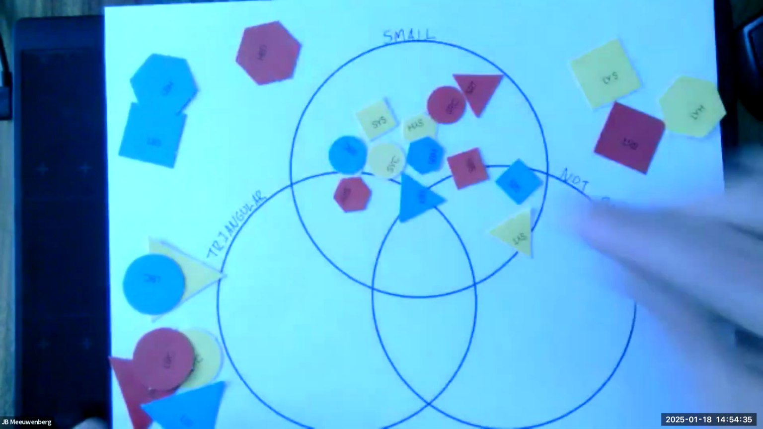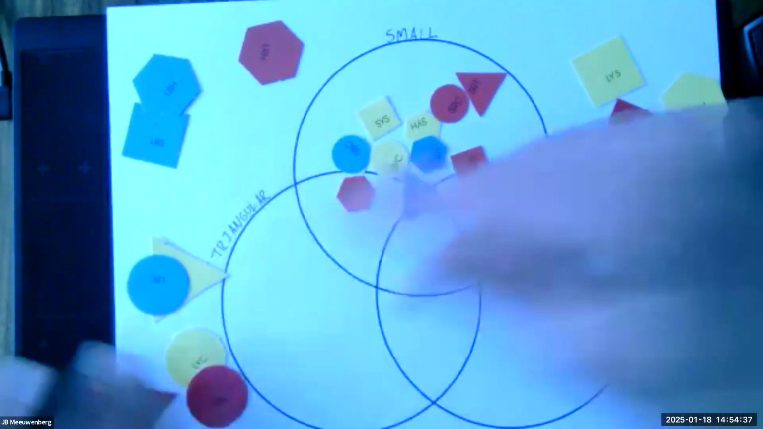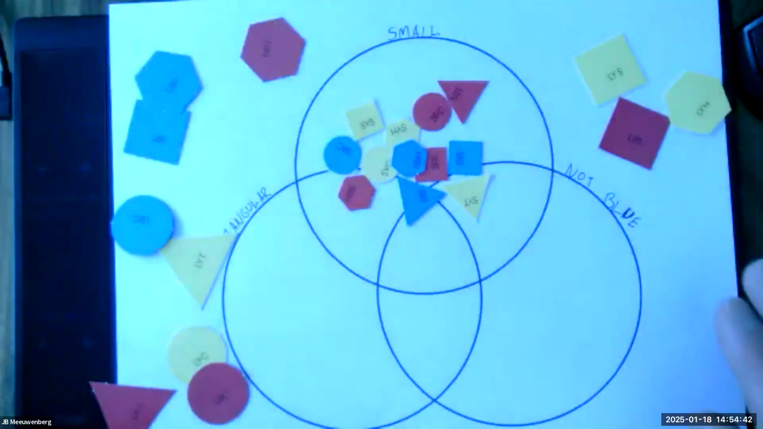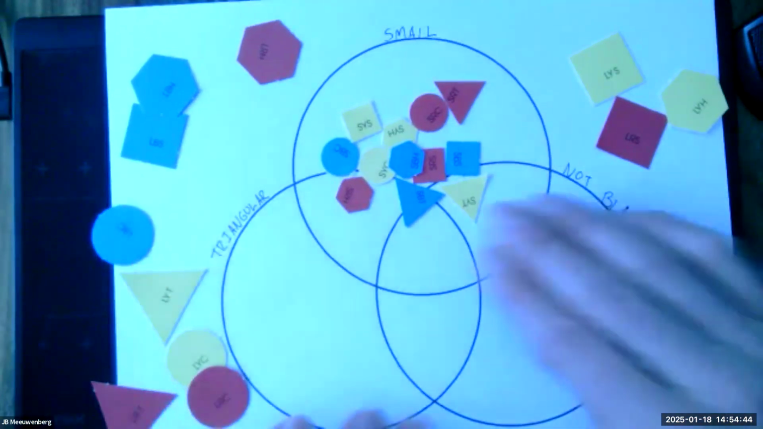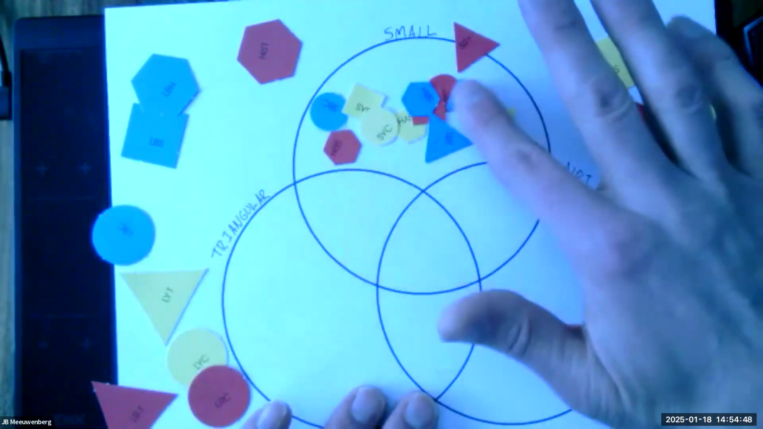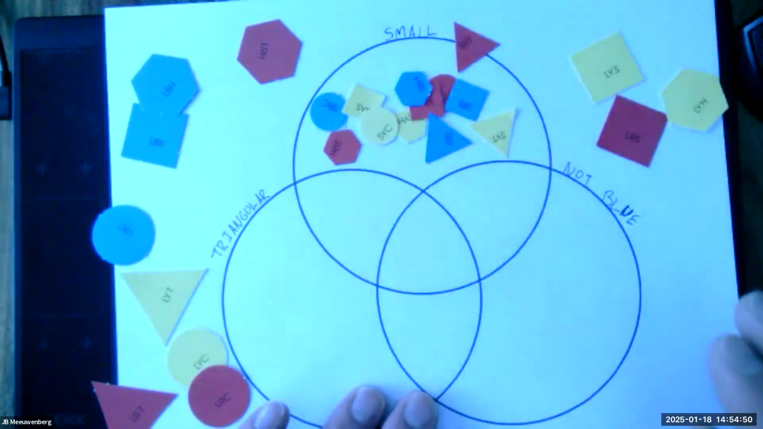And we've got all sorts of different shapes that are small. Did I get them all? Yeah, so they're all my small pieces. Okay. Now what I'm going to do, I'm going to move them out so they're in just the top part of that circle, not in any of these overlapping regions yet.